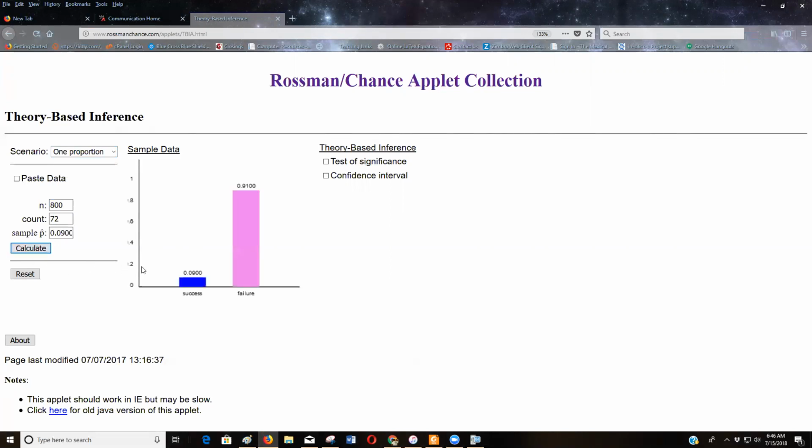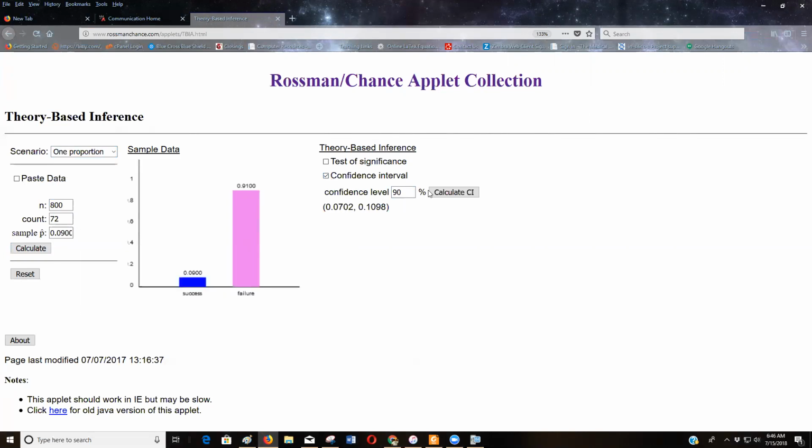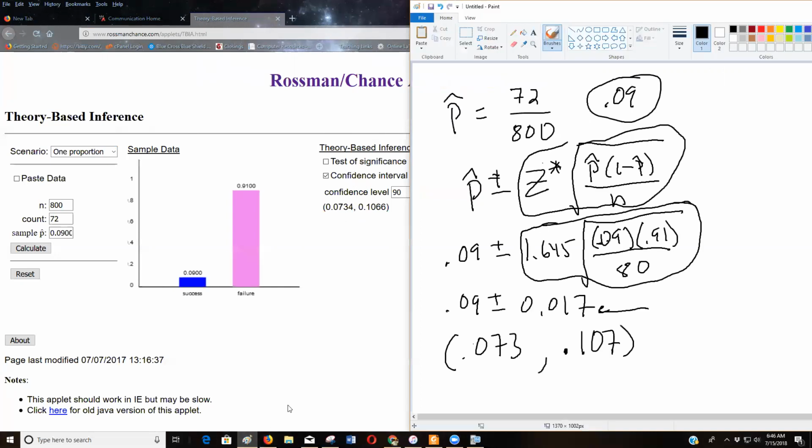And there's our point estimate, the 0.09. And then we're going to do a confidence interval. We want to do a 90% confidence interval. And then notice that's about the same numbers that I had, wasn't it? The lower number looks too low. No, it is at 0.0734.